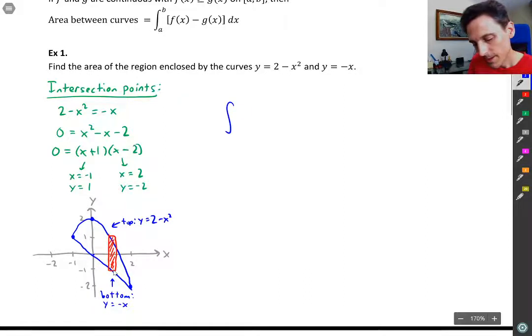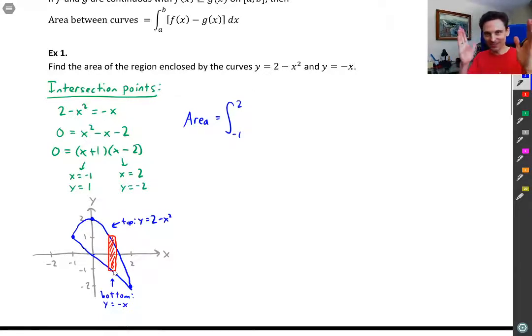Okay, so our area will be the integral from the start to the end of our interval. Integral and interval start to sound the same. The interval is from x equals -1 to x equals 2. The integral is this old symbol, our old friend.